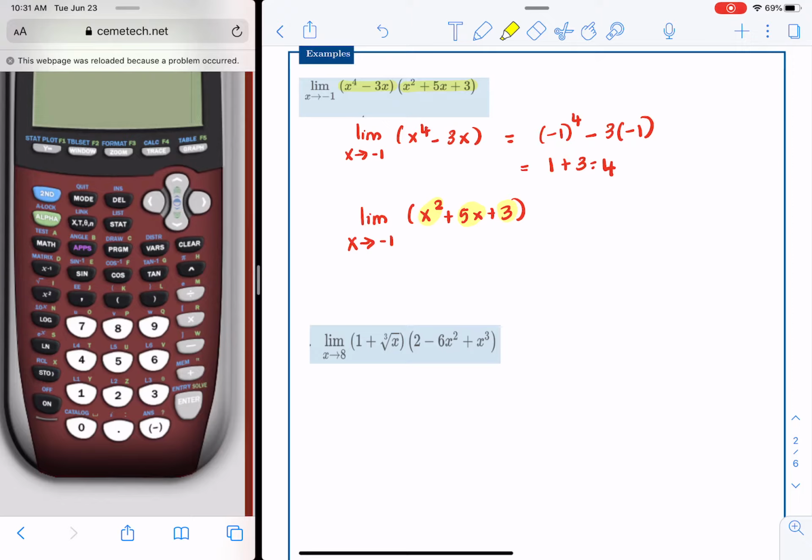But what does the limit law state? The limit law states that we can apply the limit to each of the functions, and so we have -1 squared, 5 times -1, plus 3. So 1 minus 5 plus 3, we have 4 minus 5, we get -1. So we now have two individual limits for the two functions that were in the product. So we simply have to multiply them. So 4 times -1, and we get -4.